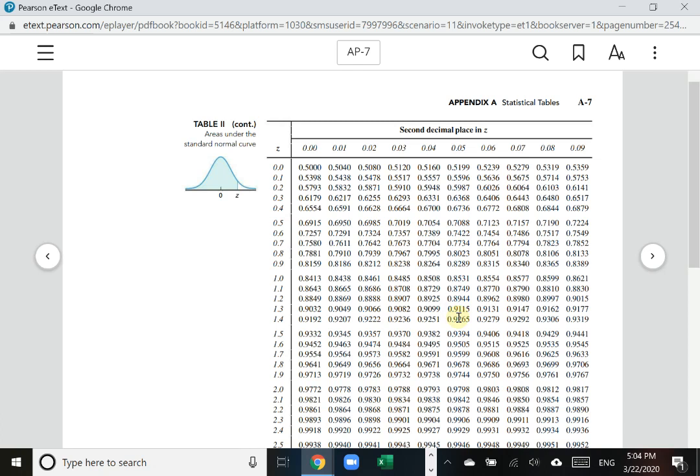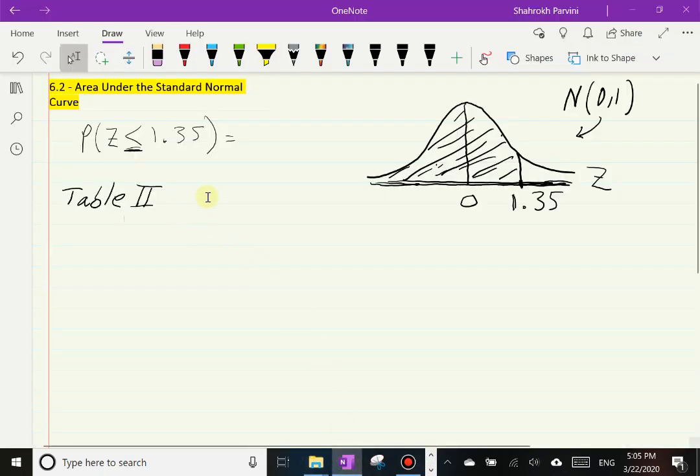Now, what is this number? The author of this book pledges that he's going to give us the area to the left, and always to the left in this book, always to the left of a z-score, not to the right. So when I look at 1.35, the number 0.9115 is going to be the area to the left. Again, that number is 0.9115. That's the area to the left.